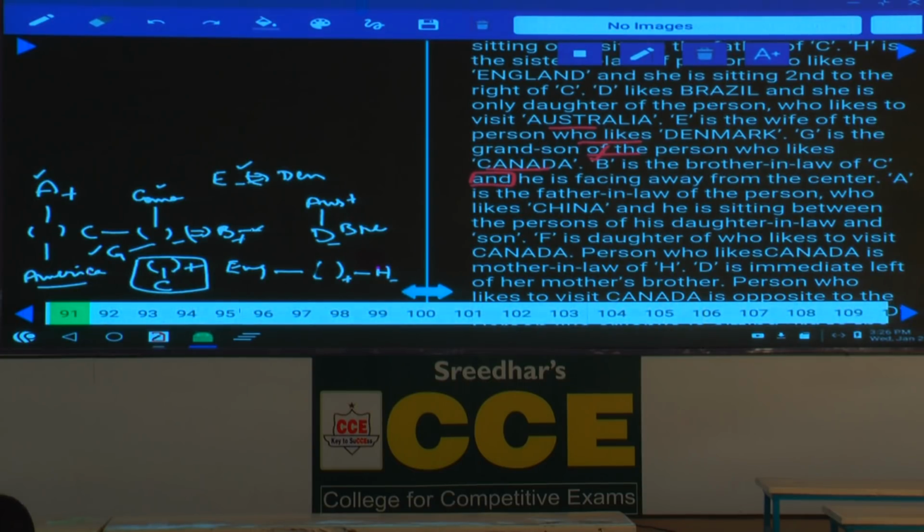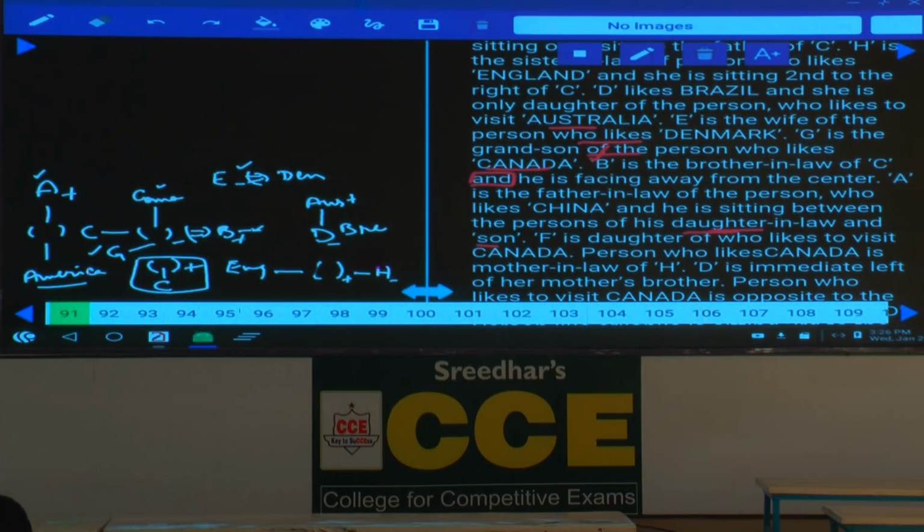A is the father-in-law of the person who likes China. That means China must be in the second category, isn't it? And second generation. And he is sitting between the persons of his daughter and daughter-in-law and son. Now, sir, A is the father-in-law of the person, and this A is having son and daughter-in-law. That means son's wife. Now, this A is seated in between these two persons, son and son's wife.